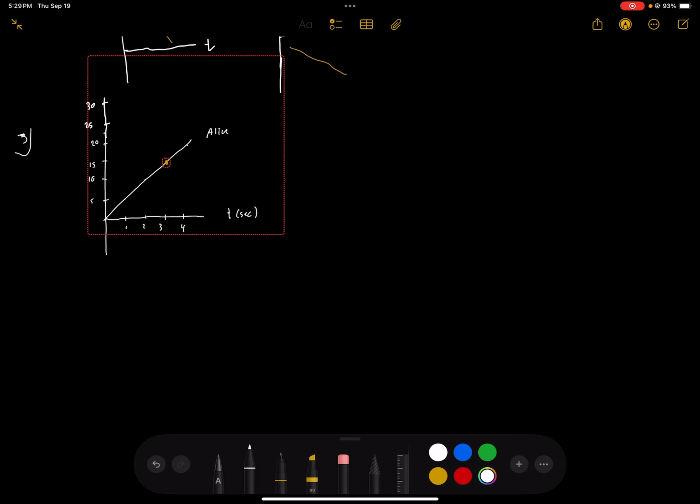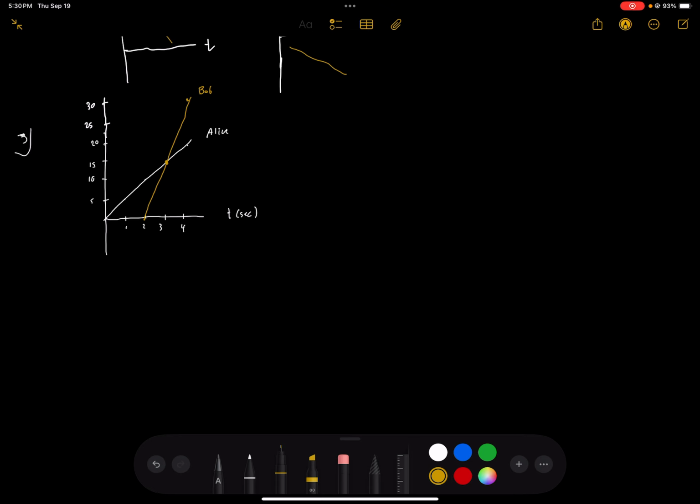So that's my situation. This person starts here, and let's say they go all the way up here. And here's the line that describes that motion. Let's call this line Bob. So I have two different motion graphs here, one of Alice, one of Bob.